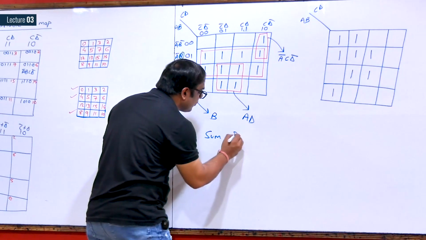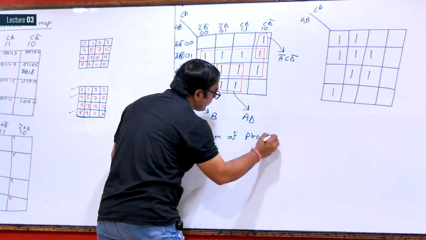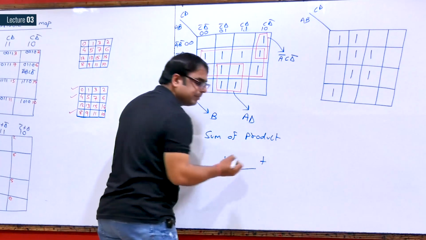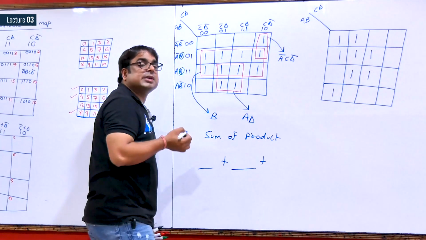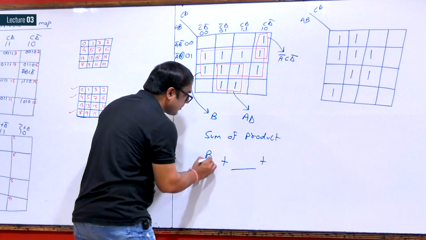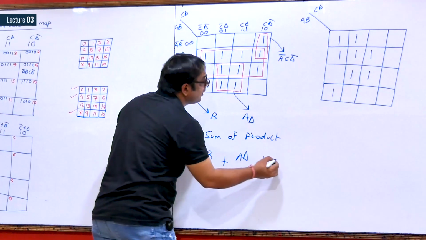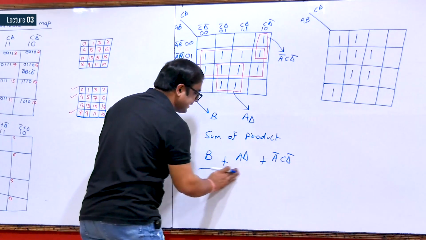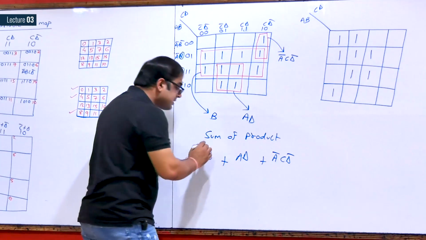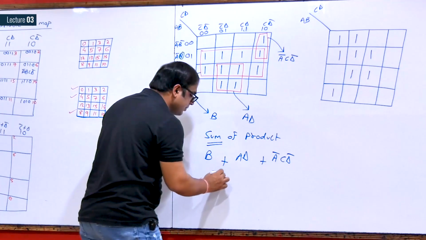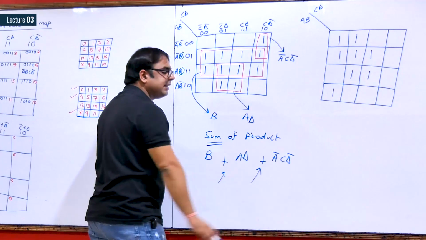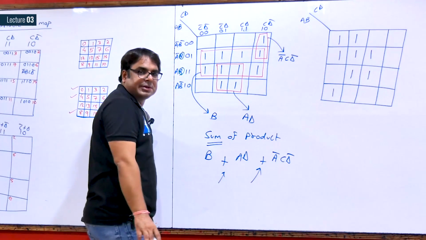Sum of product. Product term, sum, product term, sum. Sum of product terms: B, AD, A complement C, D complement. This is your answer. Sum of product: B plus AD plus A complement C D complement.